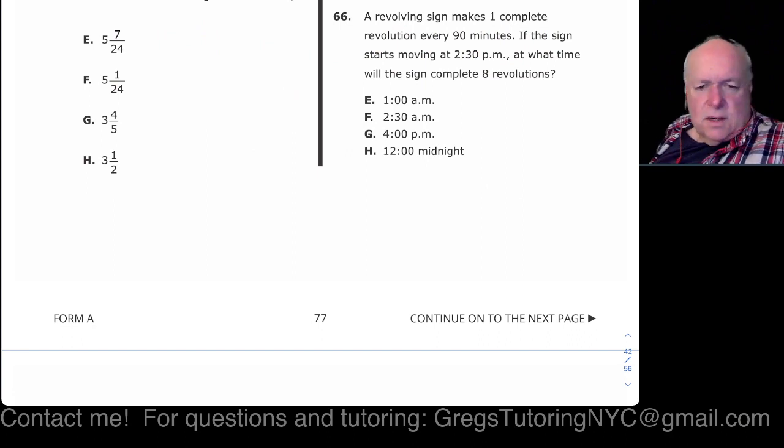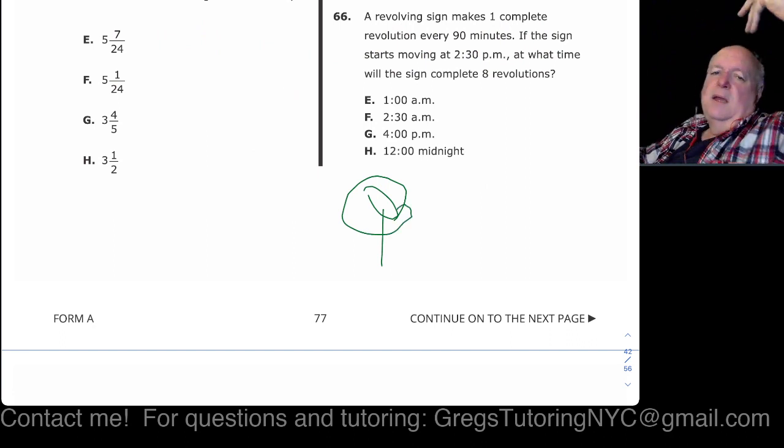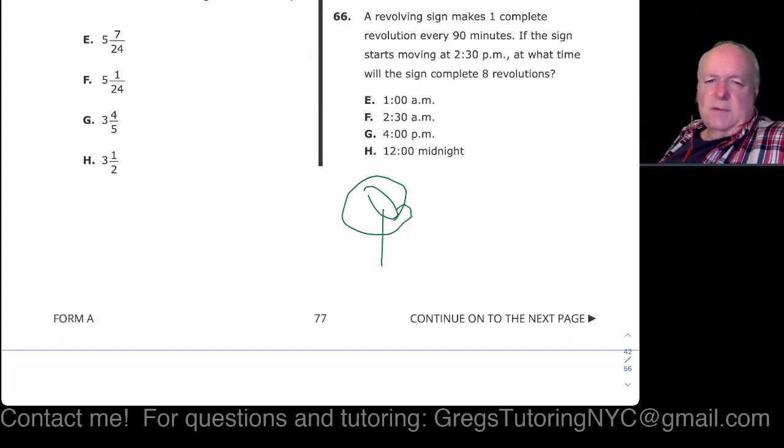All right, so the first question we're going to do is number 66. It says a revolving sign makes one complete revolution every 90 minutes. So there's something that might be like that, and by the time it goes around and comes back, it's 90 minutes. Or it could just be a display. We don't actually know what it is.